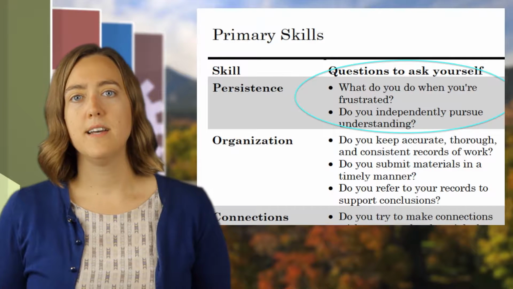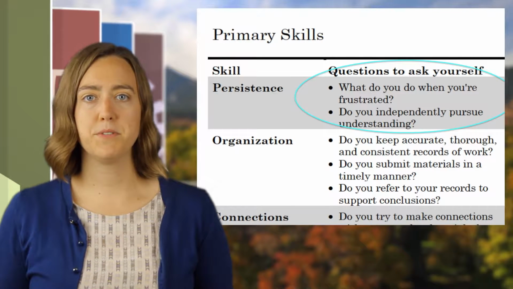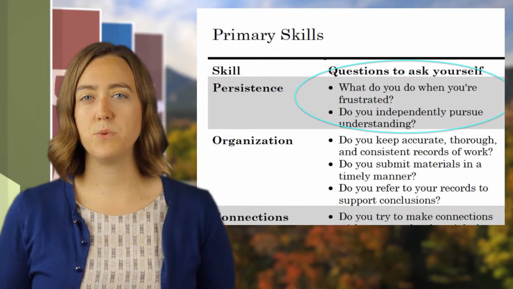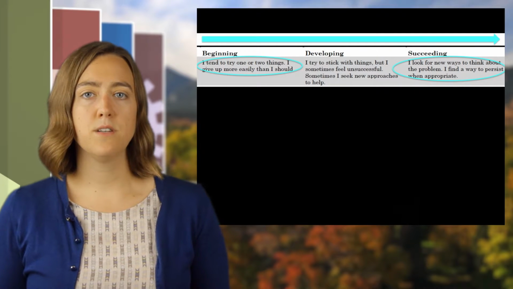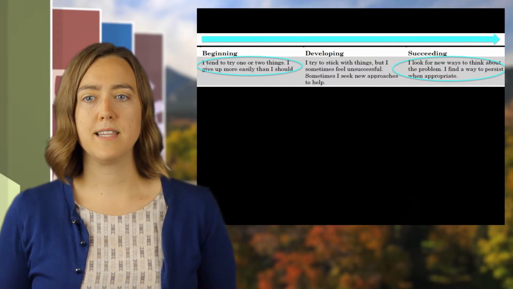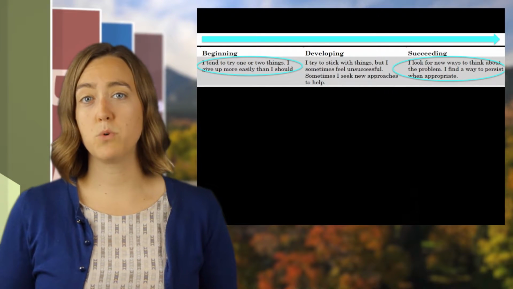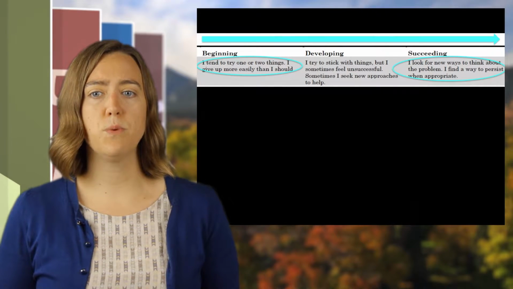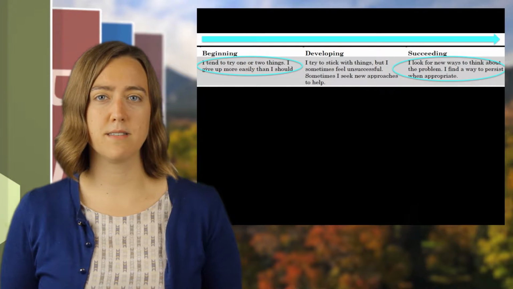So now let's zoom in on two more particular elements of the rubric: mental resourcefulness and persistence. And so let's start out with persistence. We see that the tool actually has some questions we can ask ourselves about persistence. First, what do you do when you feel frustrated, and do you independently pursue understanding? And then there's a scale from beginning to succeeding, and you might place yourself at the beginning part of the scale if you say that I tend to try one or two things and I give up more easily than I should. Whereas you might be more at the succeeding level if you look for new ways to think about the problem and find ways to persist.